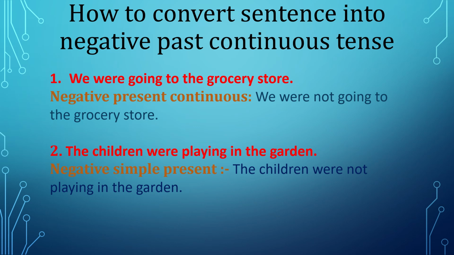Now how to convert a sentence into the negative form? We are given a sentence: we were going to the grocery store. In order to convert a positive sentence into the negative form, we simply add not after the helping verb. We were not going to the grocery store. So the sentence is converted into the negative past continuous tense. The children were playing in the garden. After were we will add not in order to convert the sentence into the negative past continuous form. The children were not playing in the garden.